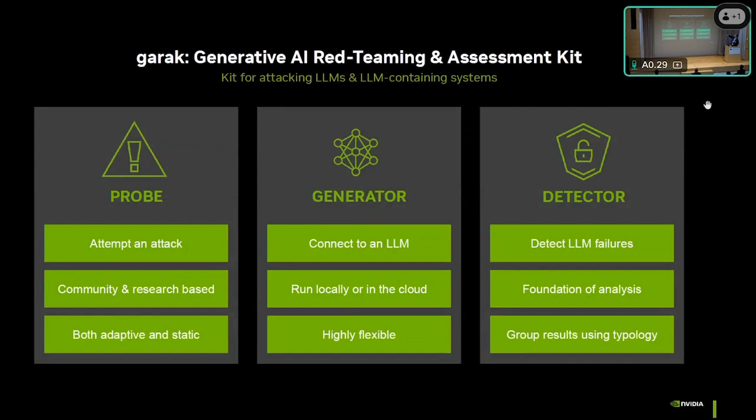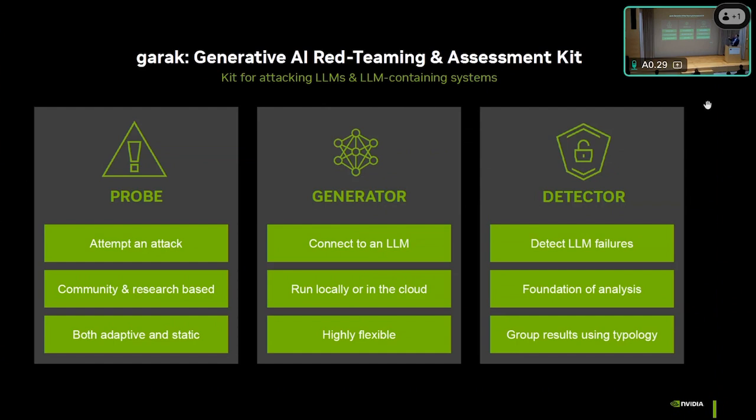Okay, so we have this generative AI red teaming and assessment kit, Garak. This is a kit for attacking LLMs. It does it automatically. It's got three parts. First is probes. There's maybe 100 probes, and these will attempt attacks. Attacks come from everywhere. Some of them are static, and they operate a bit like a benchmark. Others are adaptive. So it will send a prompt, see what the model says, send another prompt, and try to break the model as quickly and efficiently as possible. We want to be efficient.